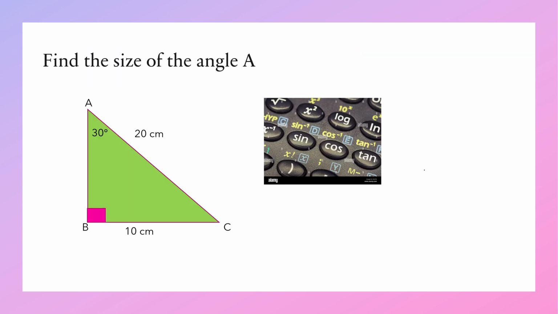Now let's see how this applies. We're asked to find the value of angle A. So we have angle A, we have the opposite, and we have the hypotenuse. I've told you that sine 30 degrees is equal to opposite over hypotenuse, which is 10 over 20, equals a half. So we can say that sine inverse of a half is the same as 30 degrees.